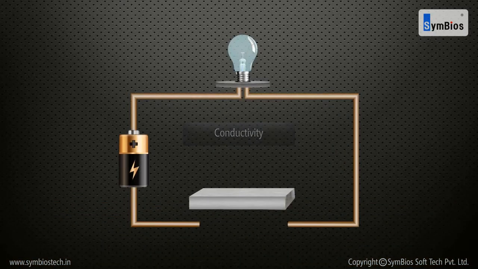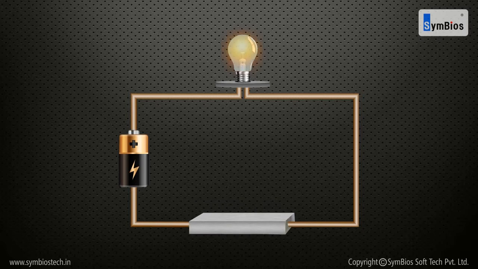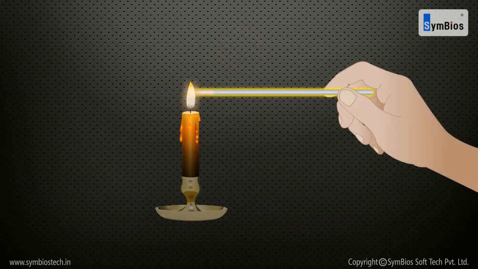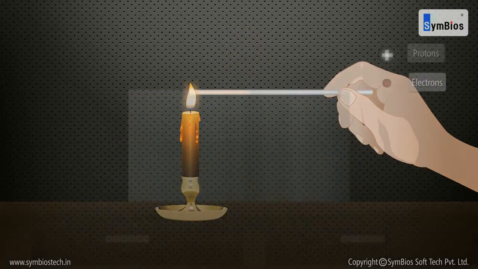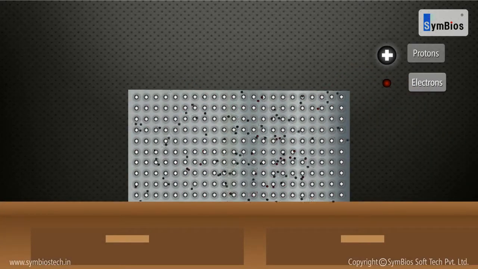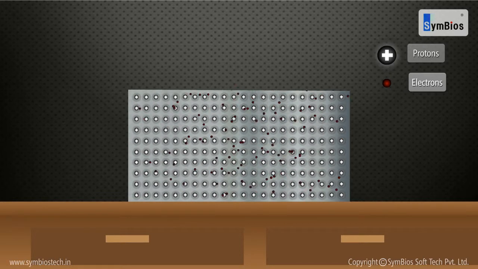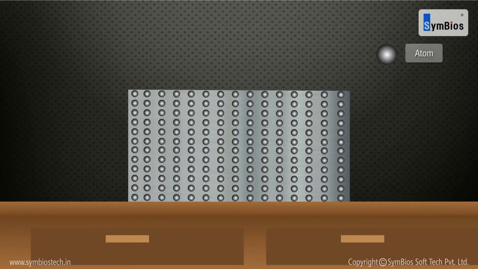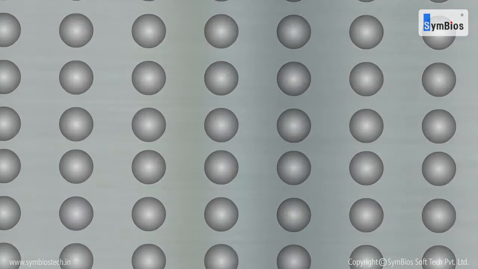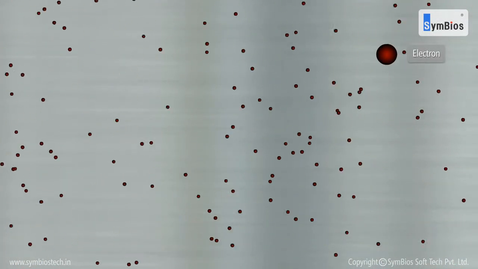Conductivity. Metals in general have high electrical conductivity and high thermal conductivity. This is because the electrons in the atoms are delocalized, that is, they are not associated to one atom only and are free to move. Metals can be viewed as a collection of atoms embedded in a sea of electrons which are highly mobile.